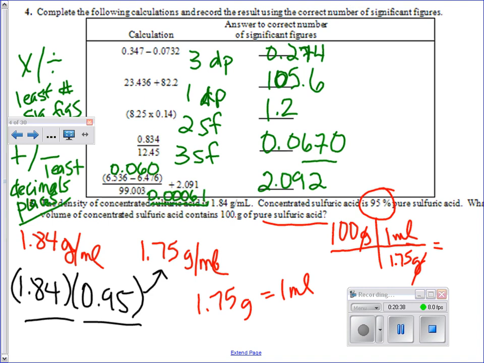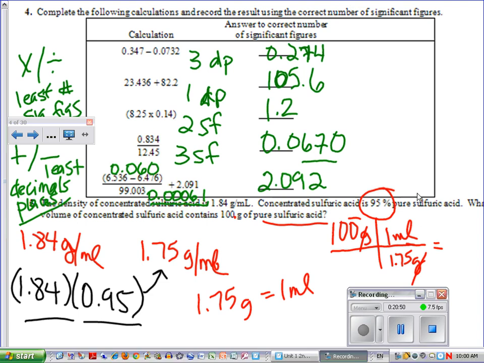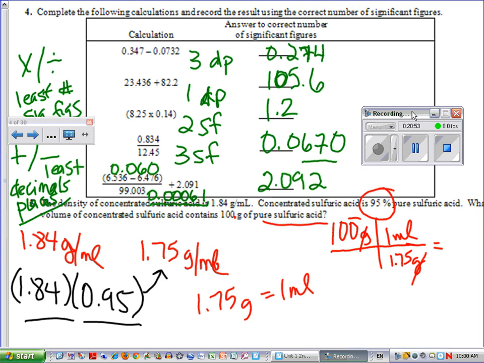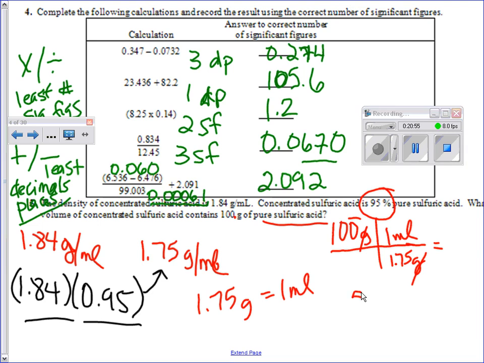Make this a 3 sig fig gram. Put like a dot there or a bar or something. I do not want to round to 1 sig fig. Okay, so how many mL do I need? 57.1.